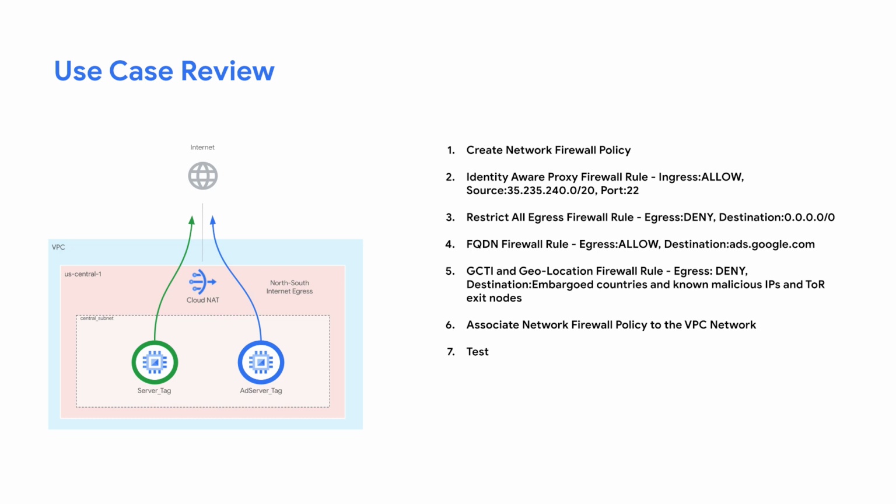During the demo, we'll create the network firewall policy. We'll add a firewall rule that allows SSH traffic from identity-aware proxy on both instances. We'll then add a firewall rule that restricts all egress on the instance with the add server tag with a lower priority. And then we'll add another firewall rule that only allows egress to FQDNs for system updates and ads.google.com on the instance with the add server tag as well with the higher priority. We'll then add a firewall rule that blocks egress to embargoed countries, known malicious IPs, and Tor exit nodes on the instance with the server tag. Finally, we'll associate the network firewall policy to the VPC network, and we'll run a couple tests.